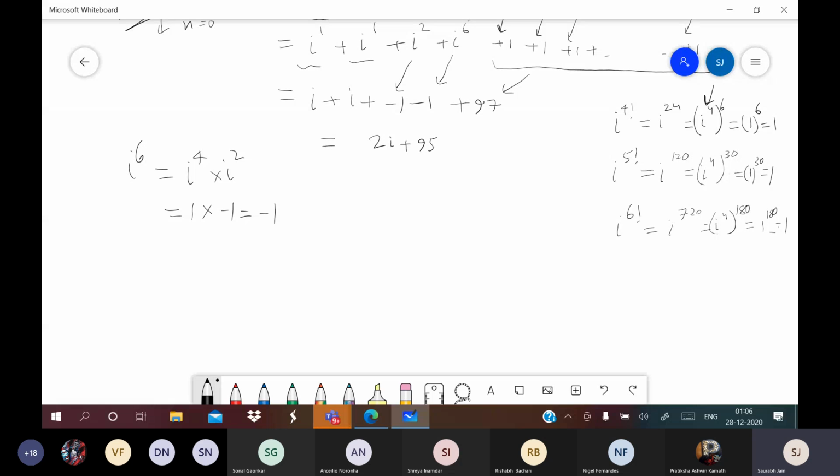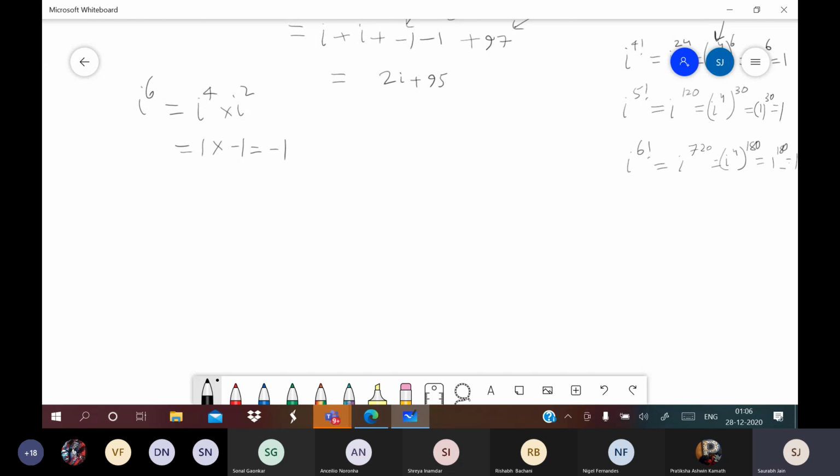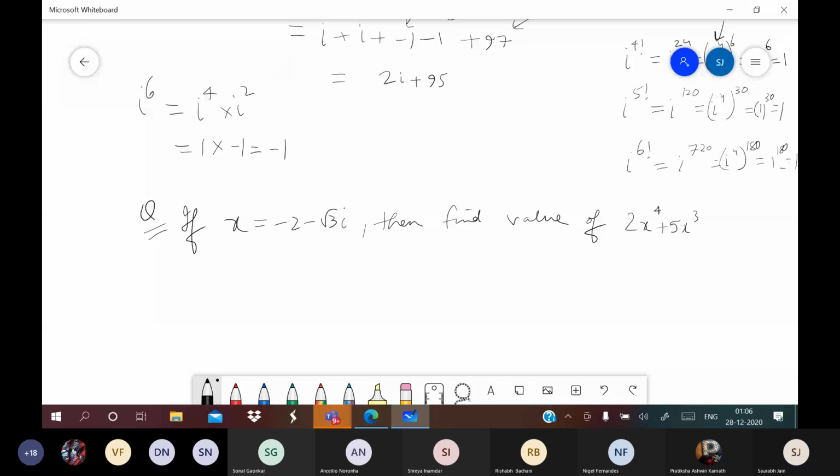Okay, then another question on the application of iota only. If x is minus 2 minus root 3 iota, then find the value of 2x to the power 4 plus 5x cube plus 7x square minus x plus 41. Okay, this is the question.